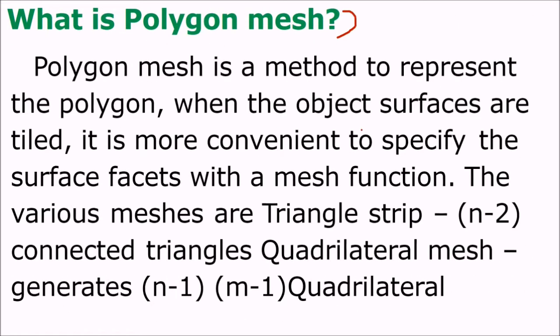What is a polygon mesh? A polygon mesh is a method to represent a polygon. When the object surfaces are tiled, it is more convenient to specify the surface facets with a mesh function. Like this, taking the points and joining them with some polygon. In this case, I am taking the polygon as a triangle. The various meshes are triangle strip, connected triangles, and n minus 2 connected triangles. It can be a quadrilateral mesh like this, and it generates n-1 by m-1 quadrilaterals.